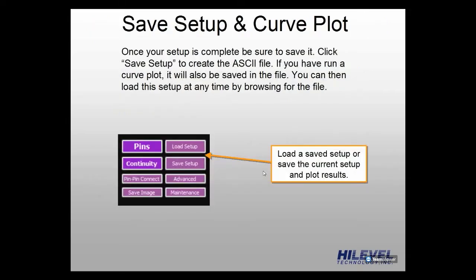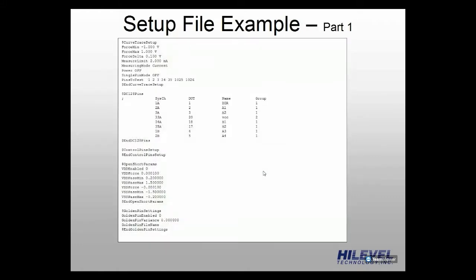It is a good idea to periodically save your work to a file so you don't lose it. At any time, you can modify your setup and save it again. When you save, an ASCII text file is created with a list of all your pins and the setup. Here is an example of a setup file. You can see it has a well-defined structure.